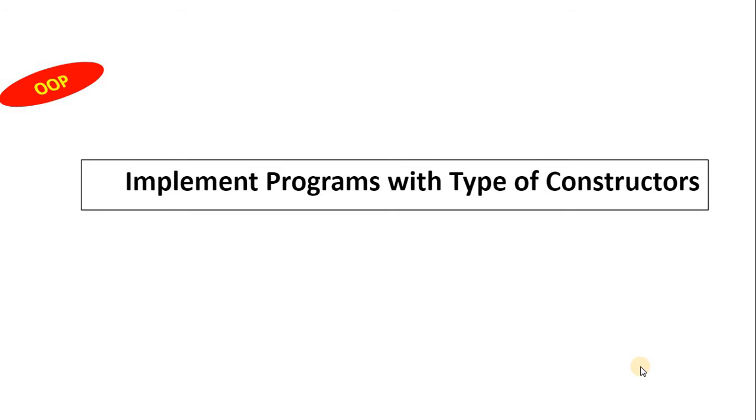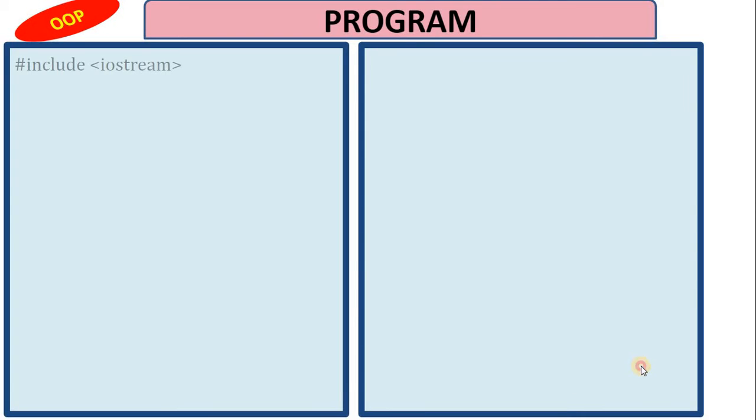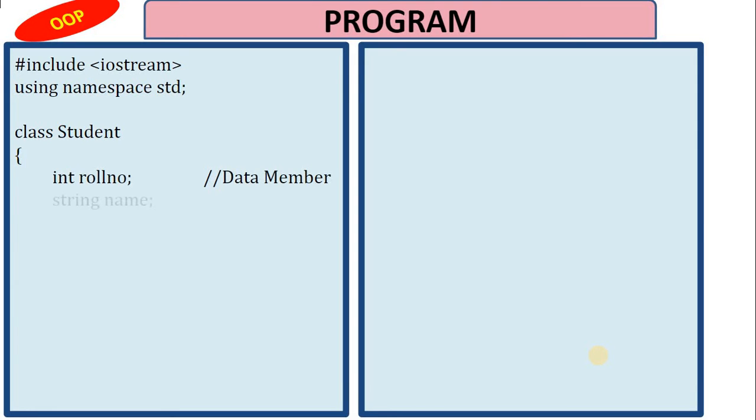So, let us see about implementing the program with the types of constructor. We have #include <iostream> for input output operations, using namespace std for cout and cin standard objects. Then class student. Inside the class student we are taking two data members, roll number and name of a student. Now, here we are in the public section.